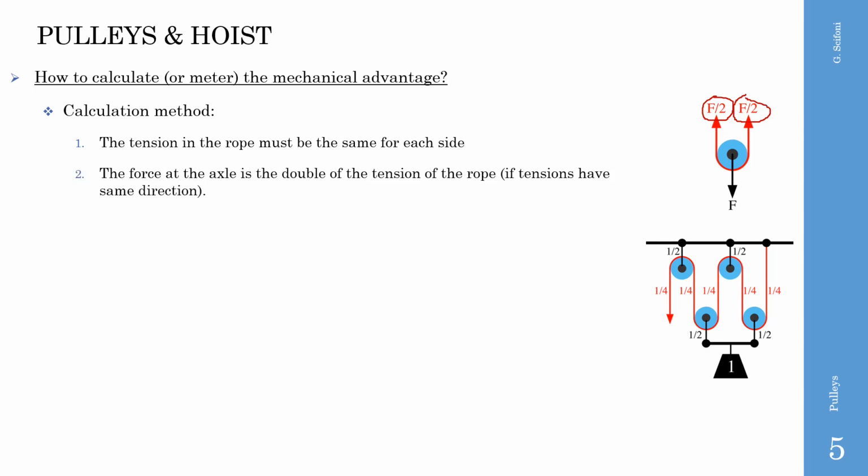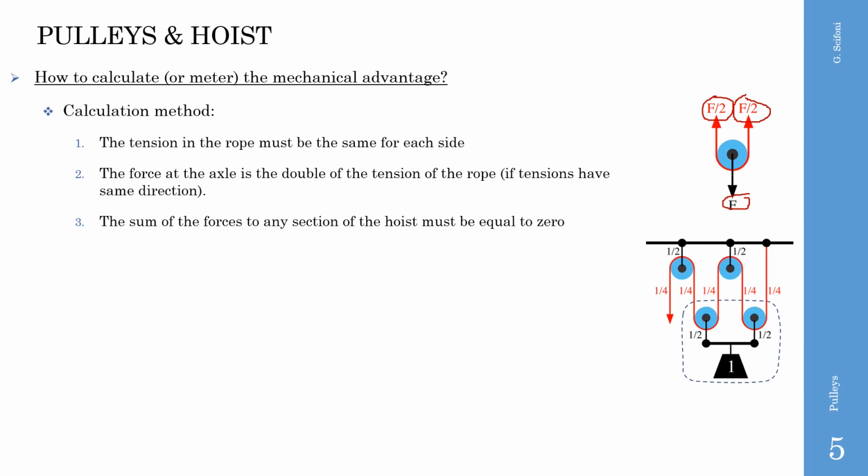Number 2. The force at the axle is the vectorial sum of the forces of the rope. If the forces are vertical, like in the example, or if they have some direction, then this force applied to the axle is the double. Number 3. The sum of the forces to any section of the hoist must be equal to 0. So if we take the section in the example and we apply the equilibrium, we find the effort being 1/4 of the load.